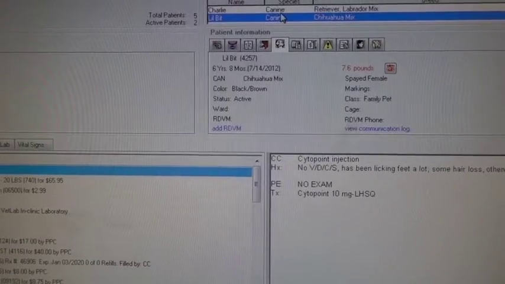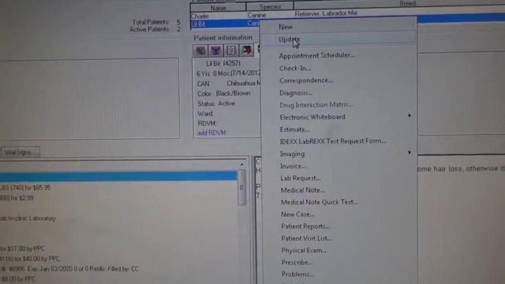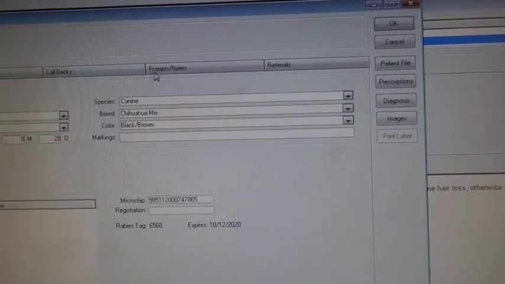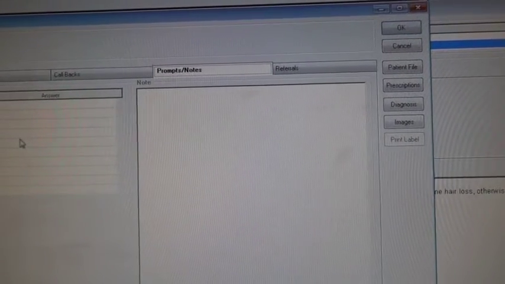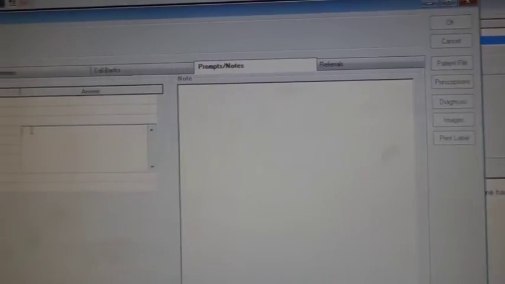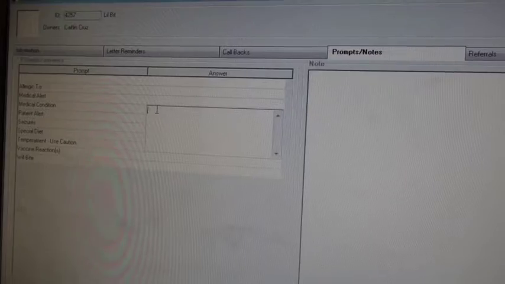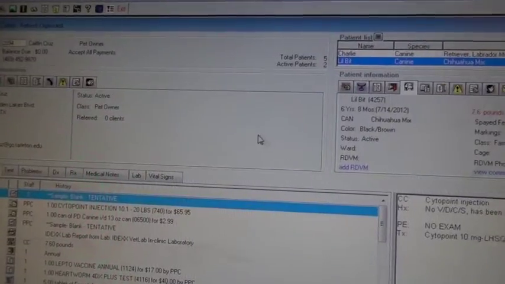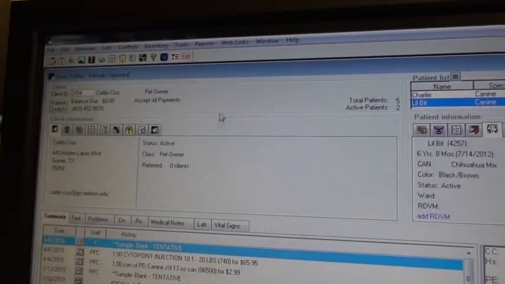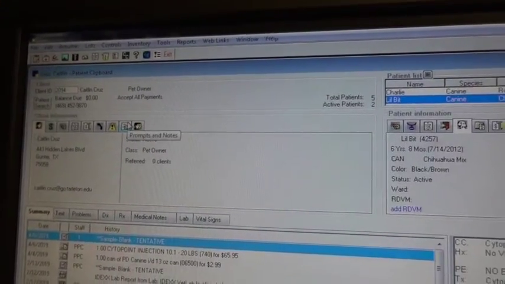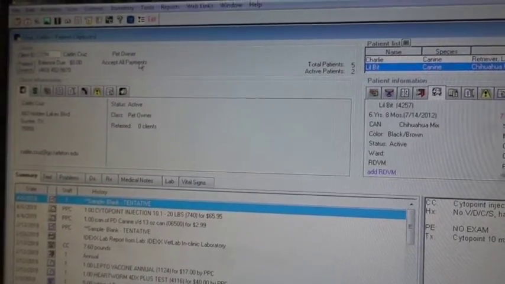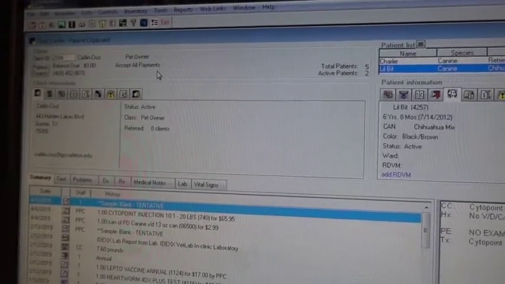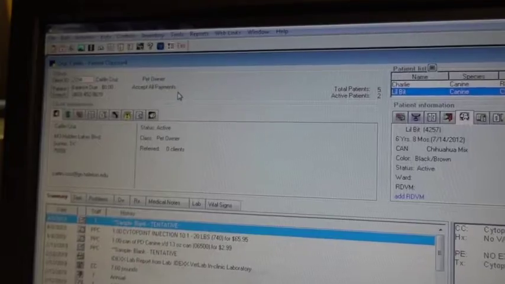If there are any medical problems, it would show a pop-up right here that we could put into our prompts and notes. We would just type in the medical condition or patient alert, and then we would save it, and it would pop up to the left right here in big red letters if they have a medical issue that we need to know about right away.